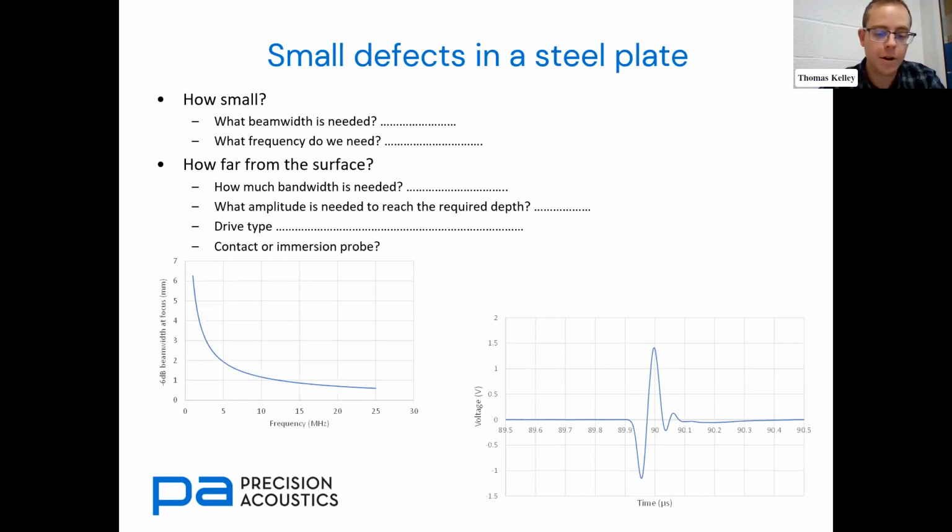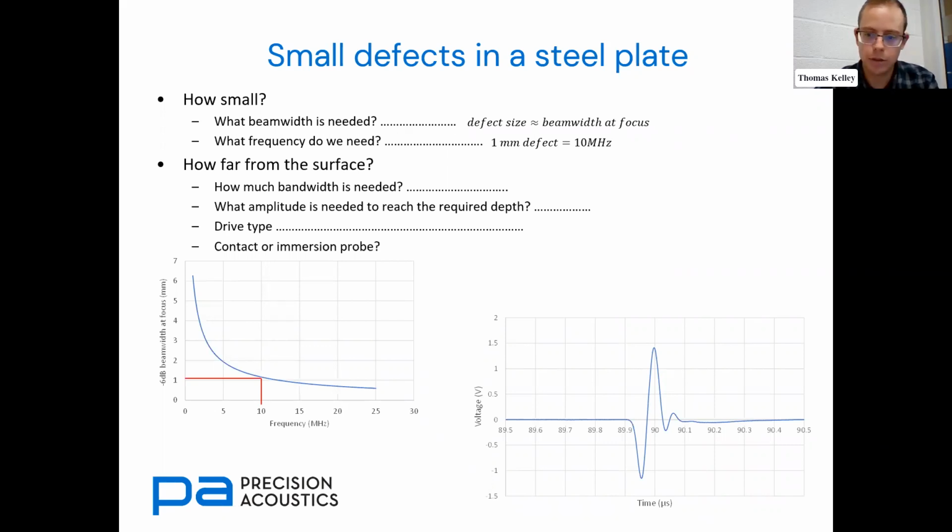Specifically, perhaps how far from the surface, or maybe how far from any surface? If we know how small the defects are, then we can make an estimate for the beam width we need in order to see them clearly. We can also get an idea for the frequency we need to achieve this. So how far from the surface tells us what sort of axial resolution we may need, or temporal resolution.